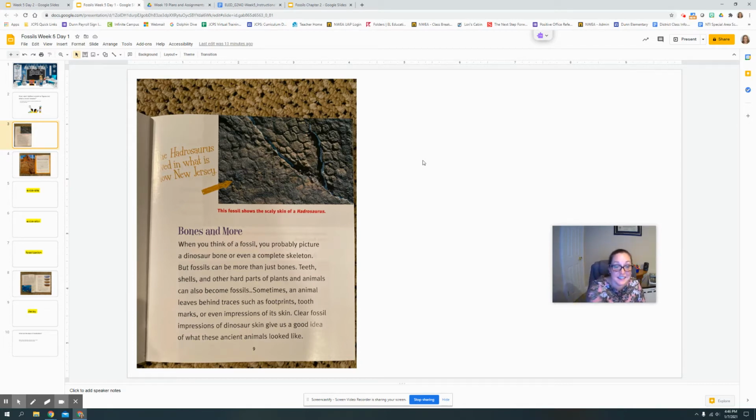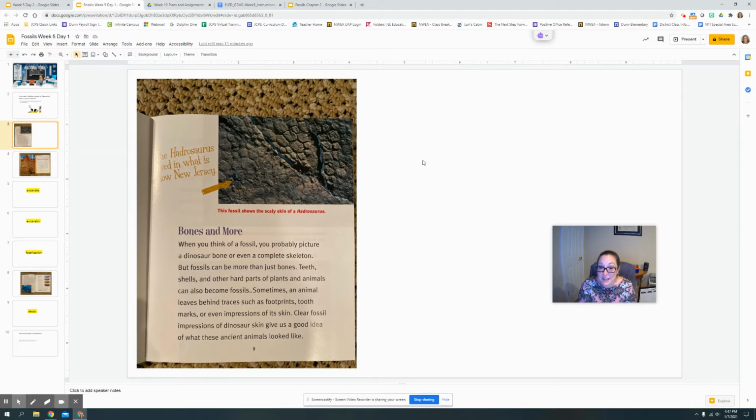That's what this is up here. The Hadrosaurus, the skin that is scaly, left an impression. So that's what a trace is. It's not actually the animal. It's just like a print or a footprint. Okay, now I figured out what trace means. And I didn't even have to ask anybody or use the glossary. It was right there in the text. I just had to stop and think for a second.